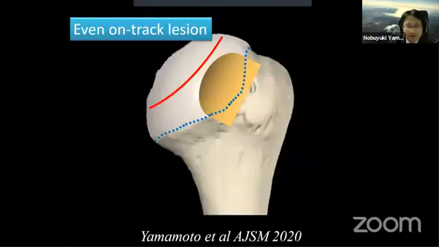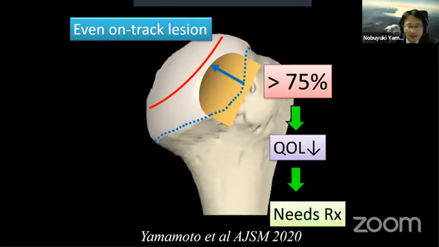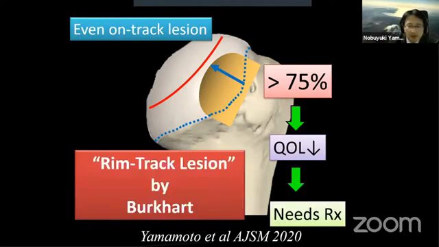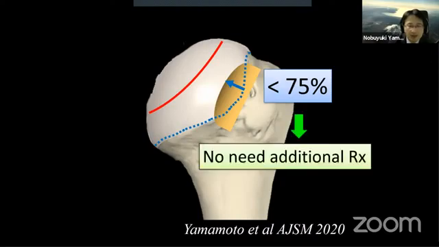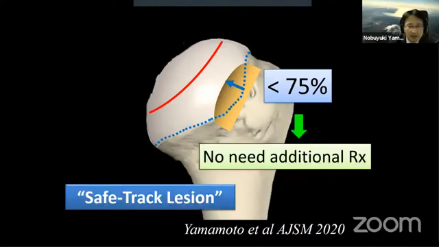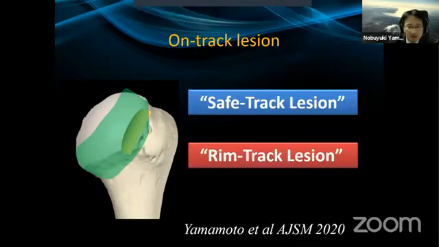Even for an on-track lesion, if it is located close to the glenoid track line, more than 75%, QOL decreases, so it needs treatment. This is called the near-track lesion, named by Dr. Burkhart. On the other hand, if the Hill-Sachs lesion is located less than 75%, we don't need additional treatment. We named this the safe-track lesion. On-track lesions can be divided into two: safe-track lesion and near-track lesion.